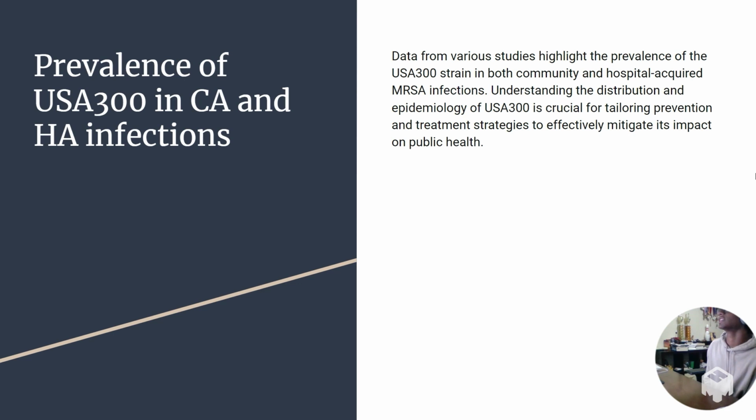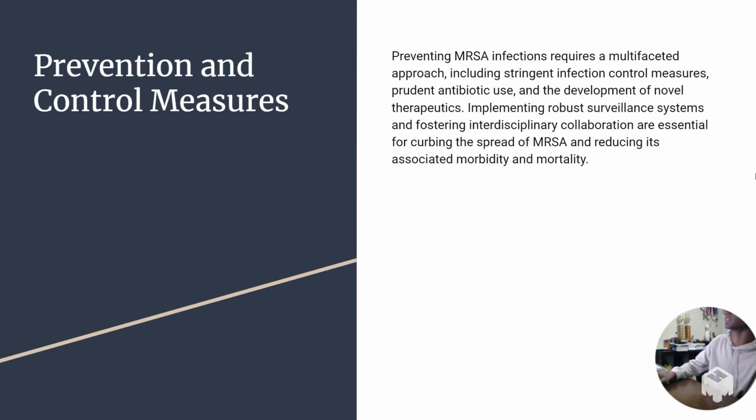Data from the various studies highlights the prevalence of the USA 300 strain in both community-acquired and hospital-acquired MRSA infections, and understanding the distribution and epidemiology of USA 300 is crucial for tailoring prevention and treatment strategies to effectively mitigate its impact on public health.